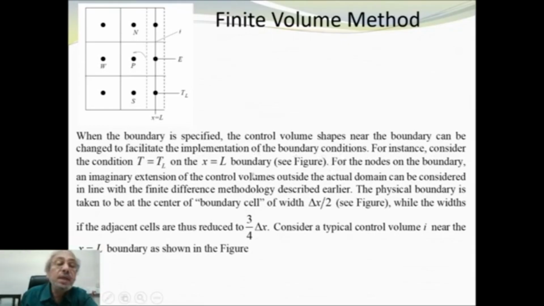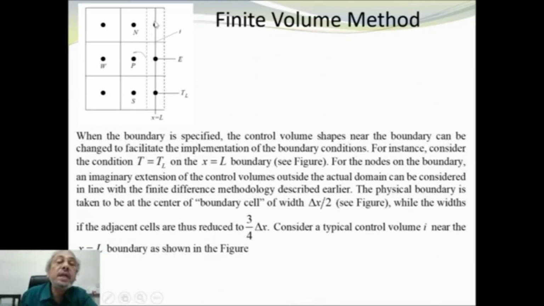For instance, consider the condition T equal to TL on x equal to L. Say the domain starts somewhere at x equal to 0. At x equal to L, all TLs are known. For the nodes on the boundary, an imaginary extension of the control volume outside the actual domain can be considered, in line with the finite difference methodology described earlier.